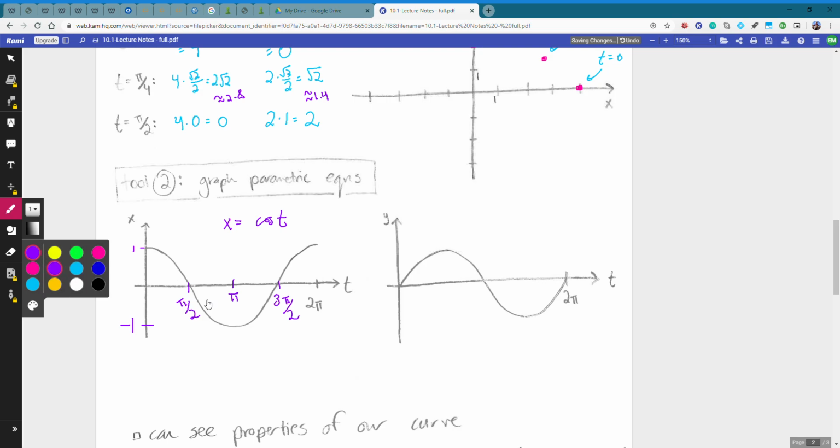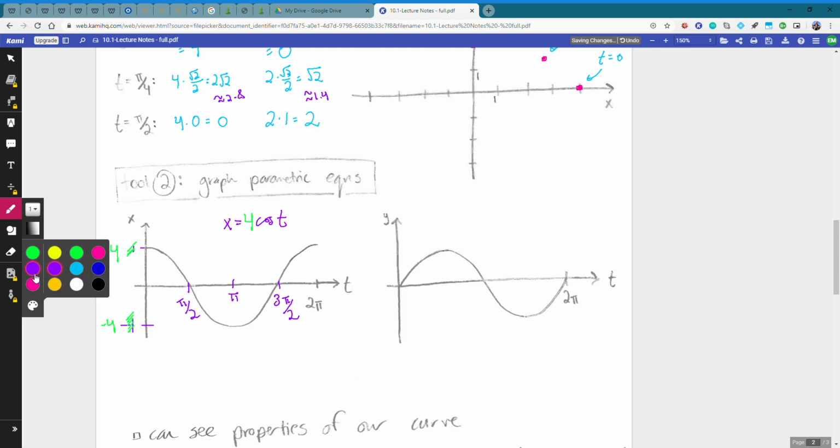Well, if we want to switch things up and get a graph of 4 cosine t, we can actually do that in a real sneaky way. That's just going to take this graph and stretch it by 4, which we can do just by adjusting our scale here on this vertical axis. Instead of -1 to 1, it's going to be -4 to 4. And there we go. With that adjustment, we have a nice clean graph of 4 cosine t.